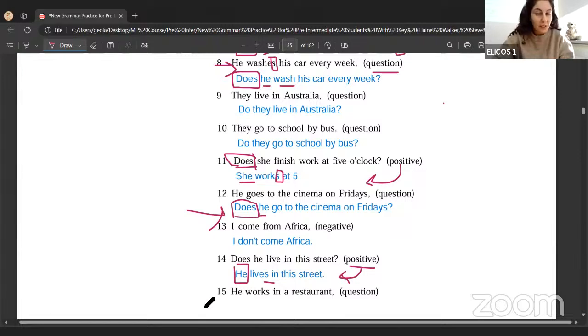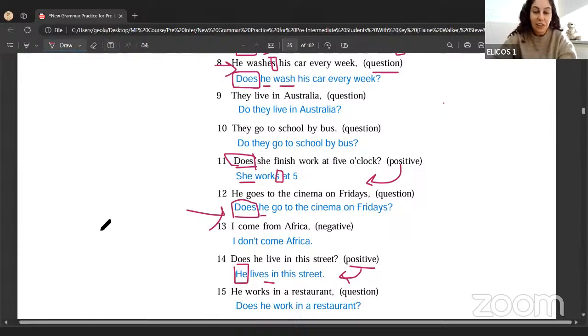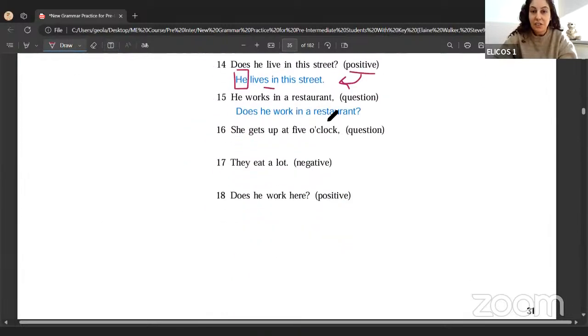15, he works in a restaurant. Let's make it a question. Does he work in a restaurant? Question, good. Make sure you take note of the British spelling or Australian of restaurant, because Americans spell this word differently. So good. It's a question. Does, we can see he, no S. Does he work in a restaurant?